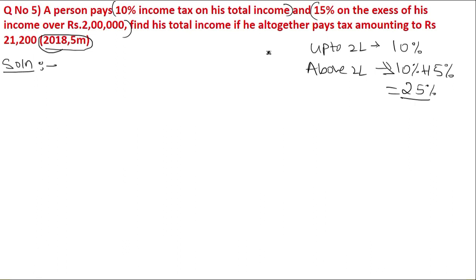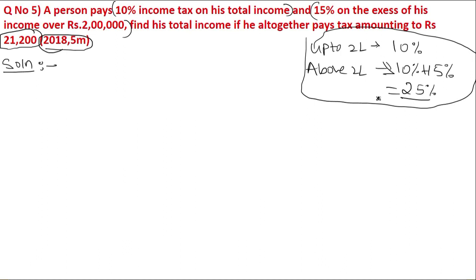Correct? So find his total income if he altogether pays tax amounting to rupees 21,200. So the total tax paid is 21,200. We have to find out what the total income is. Okay. So this point I think you might have understood. This is very important: 25% above 2 lakhs and 10% up to rupees 2 lakh. That is the scheme given here.